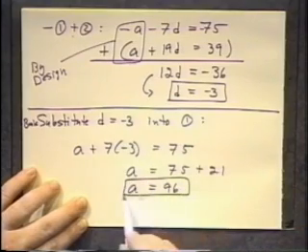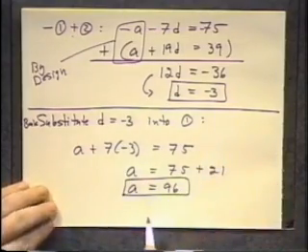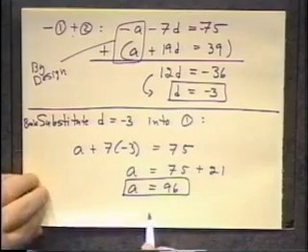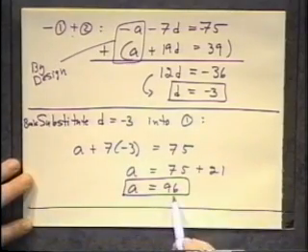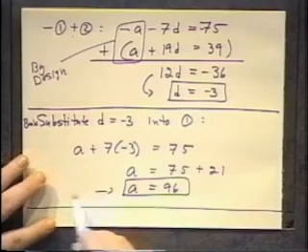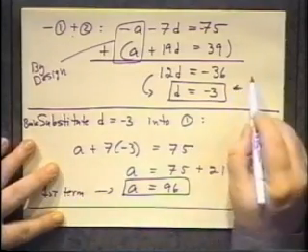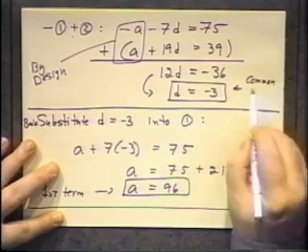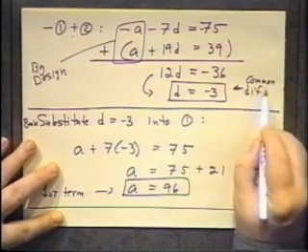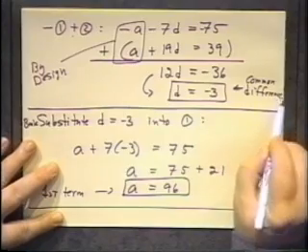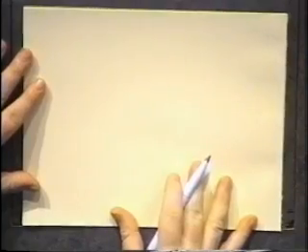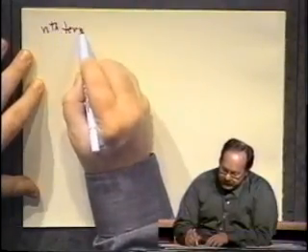Well, I have a and I have d, so I can go ahead and write the final answer. Remember, I was going to look for the first term. That's what this is. This is the first term, and this d here is the common difference. That was two of the things we were asked for. And then we were asked for the nth term for this particular sequence.